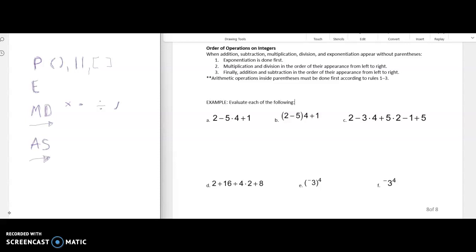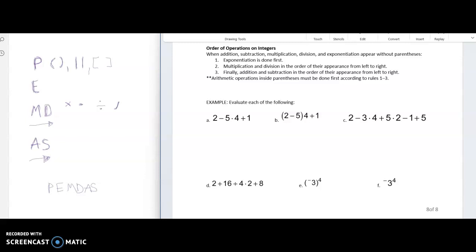And you can see here, PEMDAS. You might know that as PEMDAS for your order of operations. Let's apply our order of operations and see how we do. So I'm looking at my order of operations and I have to evaluate each expression.